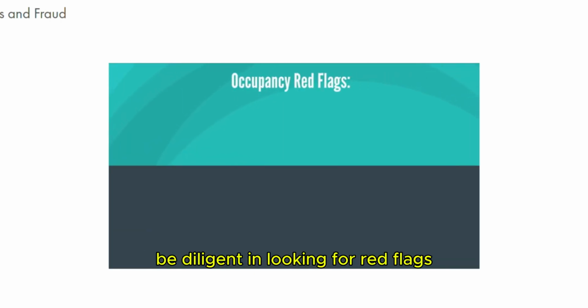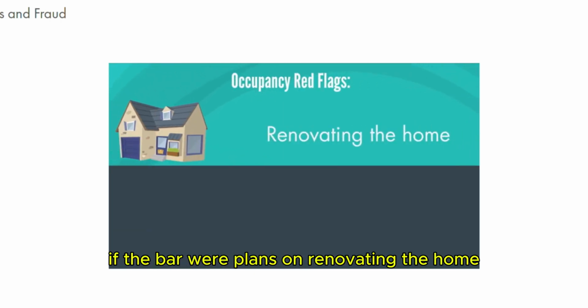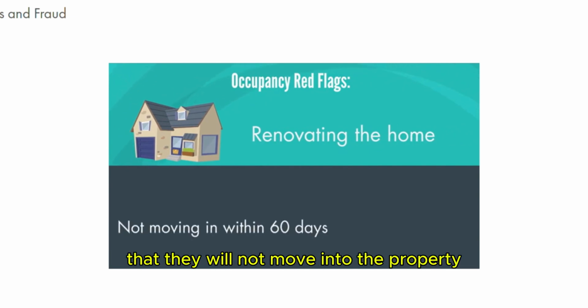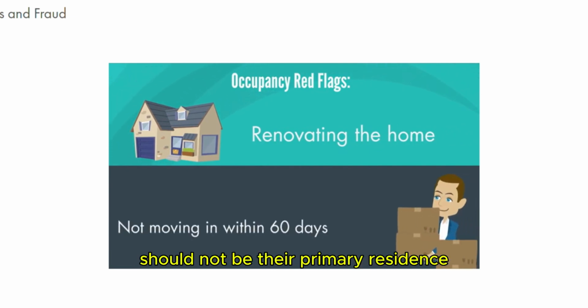Be diligent in looking for red flags and ask questions about the intended occupancy. If the borrower plans on renovating the home and it is certain that they will not move into the property within 60 days of close, the occupancy type should not be their primary residence.